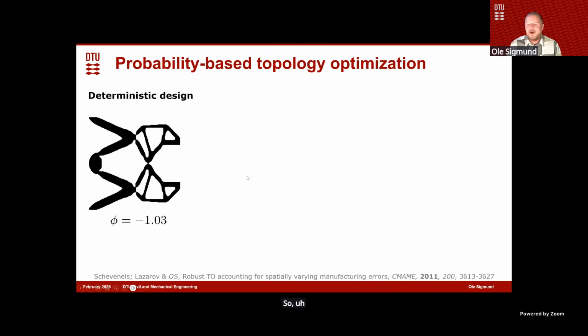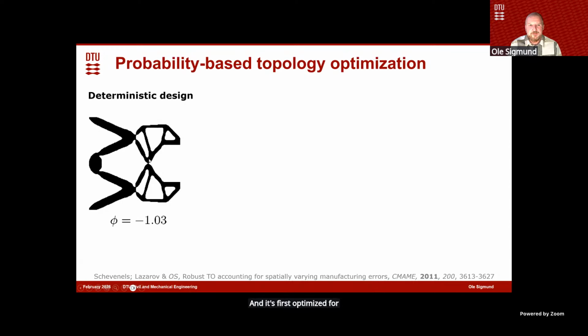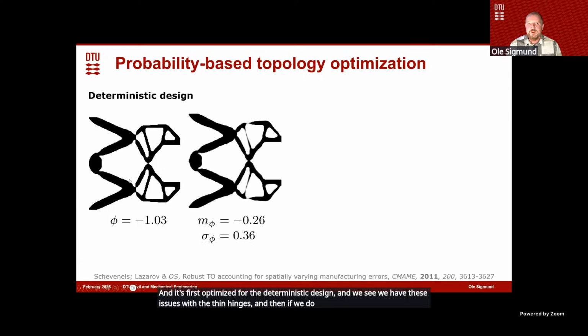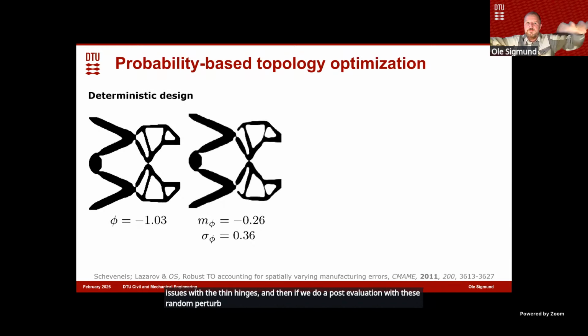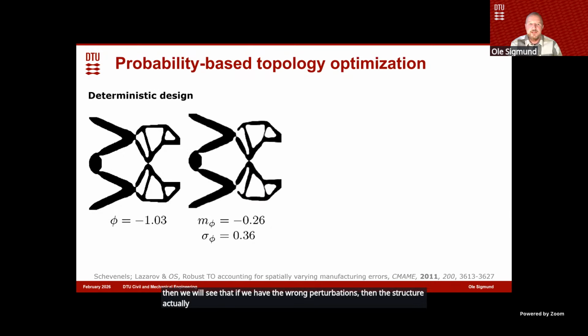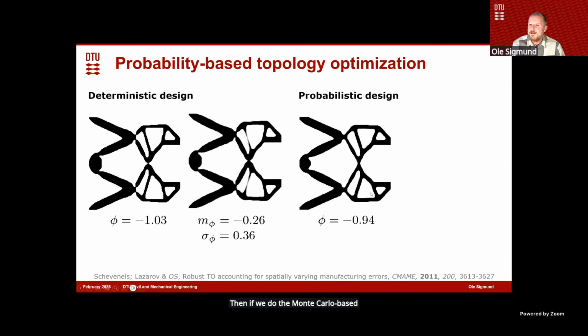So this here is now a force inverter, still a compliant mechanism, a compliant gripper, and it's first optimized for the deterministic design, and we see we have these issues with the thin hinges. Then if we do a post-evaluation with these random perturbations, these random thresholds, we will see that if we have the wrong perturbations, then the structure actually gets disconnected and the average performance is really lousy.